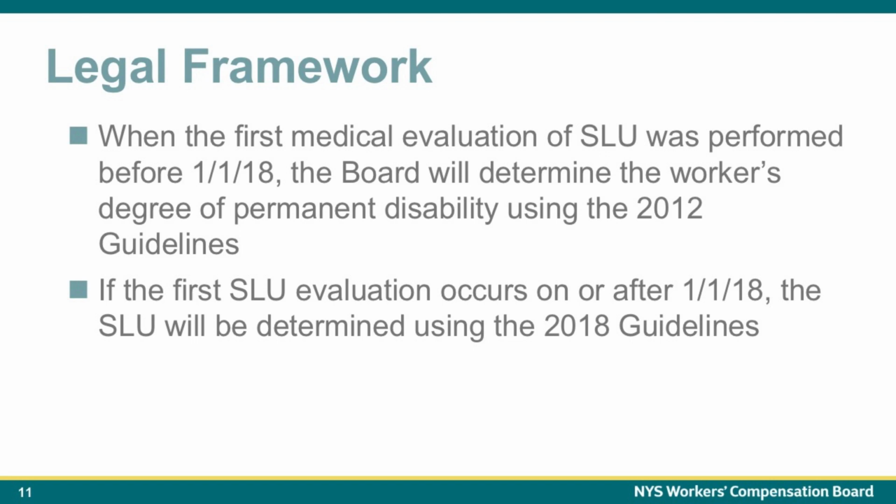One of the most frequently asked questions during the transition to the 2018 Impairment Guidelines has been, when do you use the 2018 guidelines and when do you use the 2012 guidelines for SLU determinations? So for clarity, let's review. When the first medical evaluation of SLU was performed before 1/1/2018, the Board will determine the worker's degree of permanent disability using the 2012 guidelines. If the first medical evaluation for SLU occurs on or after January 1, 2018, the SLU determination will be made using the 2018 guidelines.